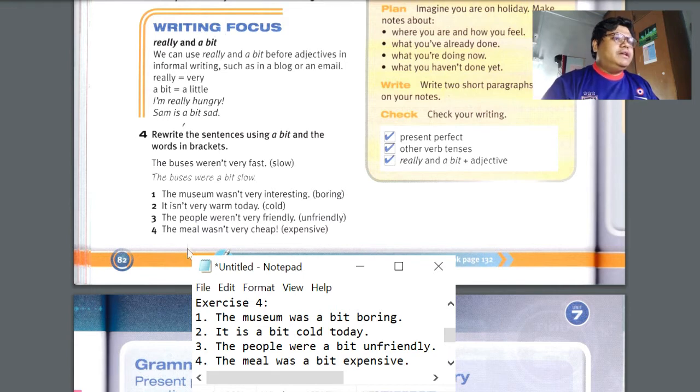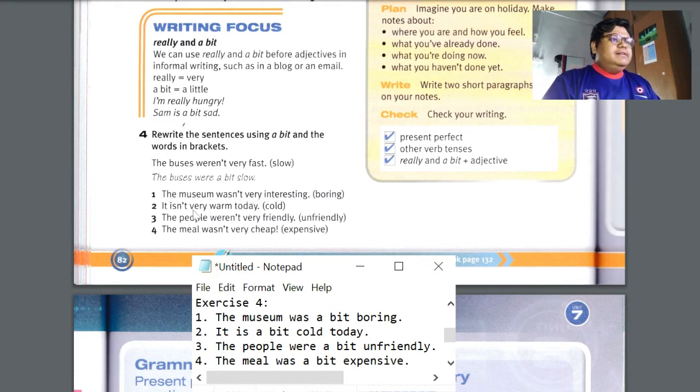Okay, nampak tak? Ayat yang ni tadi wasn't very interesting. So, it's a negative form of the sentence. So, by using the word boring, we turn it into a positive word. Okay, kenapa positive? Sebab tak ada wasn't. Okay, wasn't ni was not. Was not means the sentence was negative lah, was not. Kalau tak ada perkataan was not, was sahaja, maksudnya ayat tu ayat positif. Okay, so number 1, the museum was a bit boring.